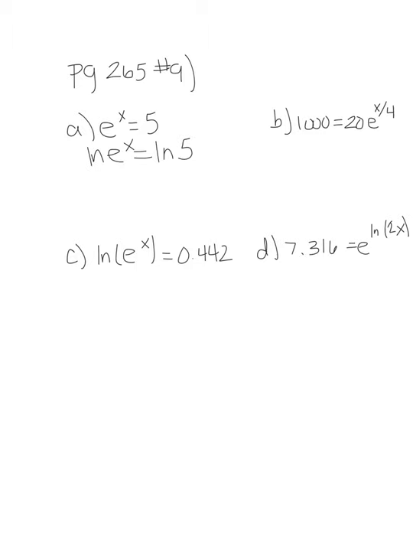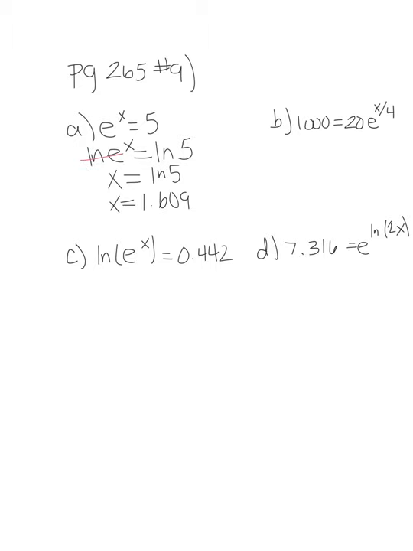Now, since ln or logarithmic functions are the inverse of exponential functions, they're basically canceling out. And so any exponents become whole numbers. So this is going to say that x is equal to ln 5. And if you type ln 5 into your calculator, you will get 1.609.